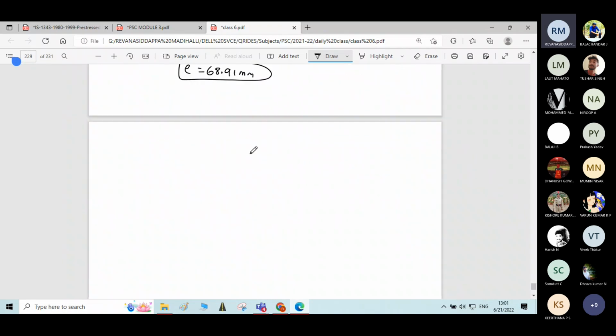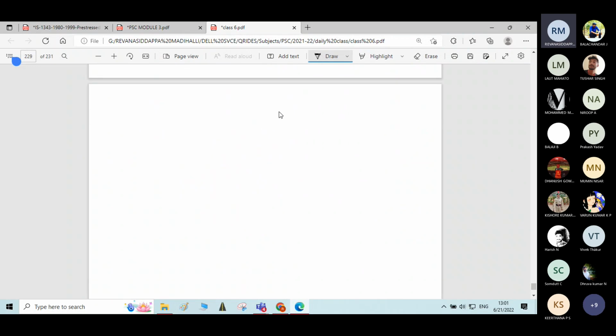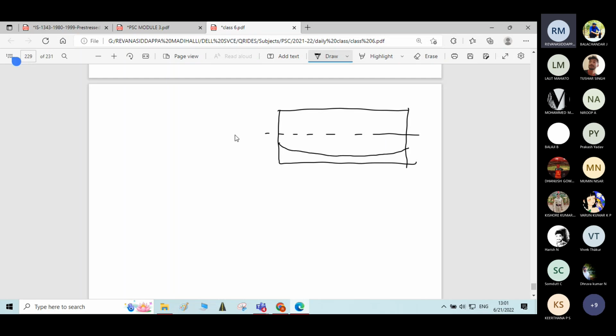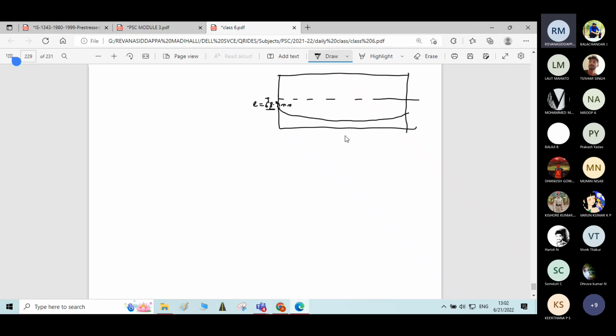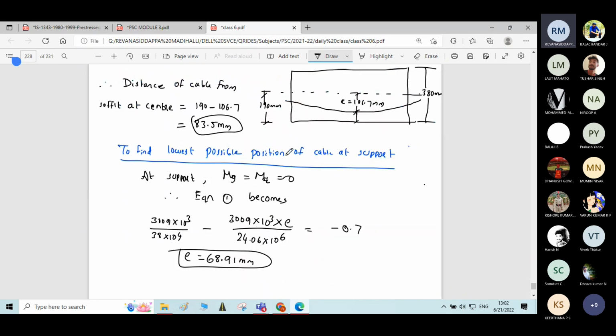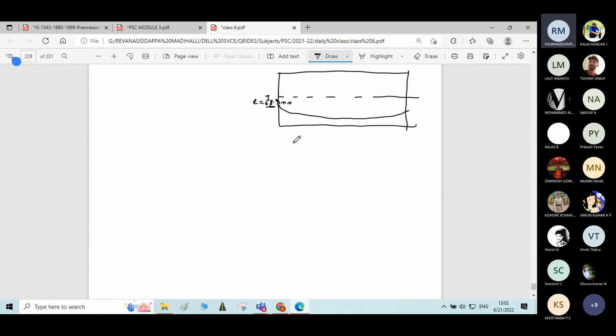This is eccentricity at the support. Let me write the diagram again. This is the centroidal axis. This is the cable profile. Eccentricity at the support, we got it as 68.91 millimeter. And it is asked to find lowest possible position of cable at support from soffit of the beam.